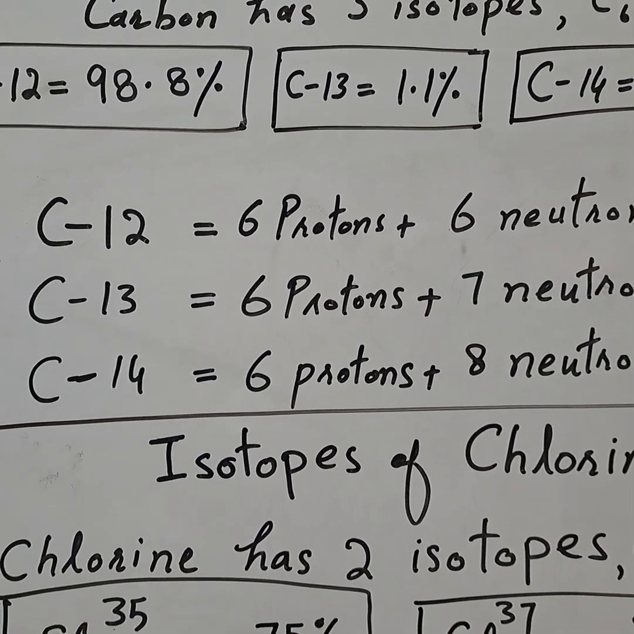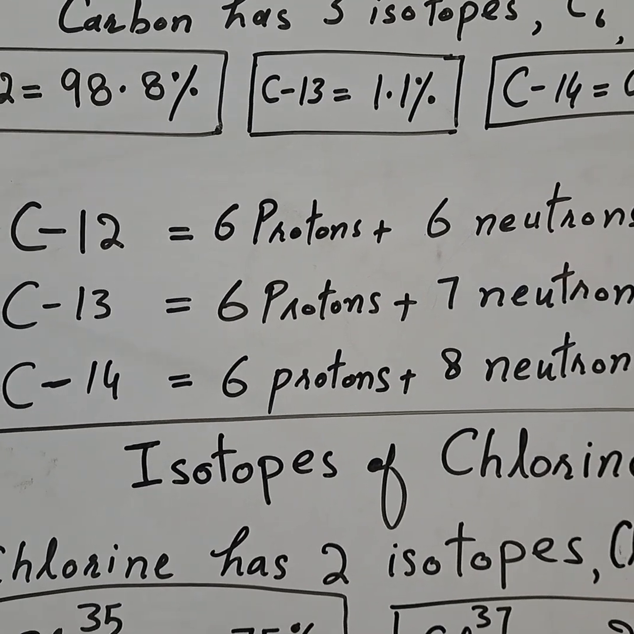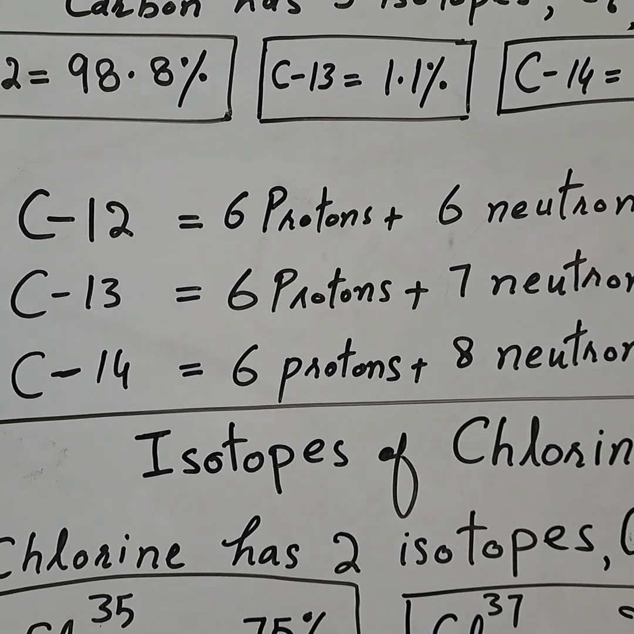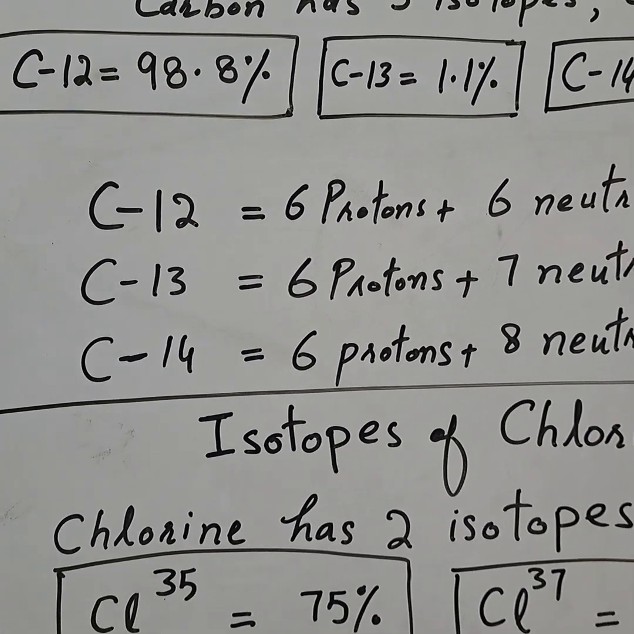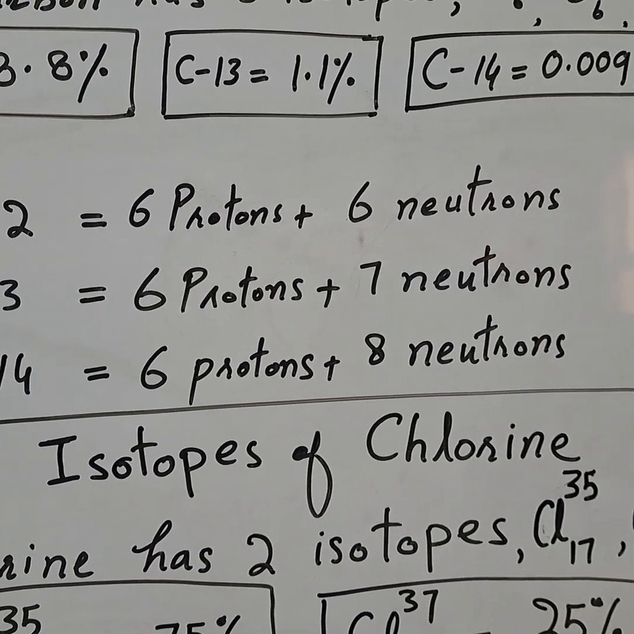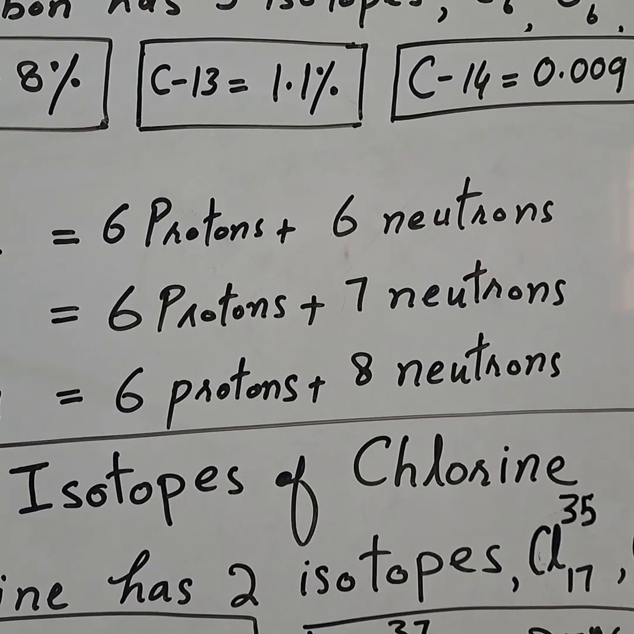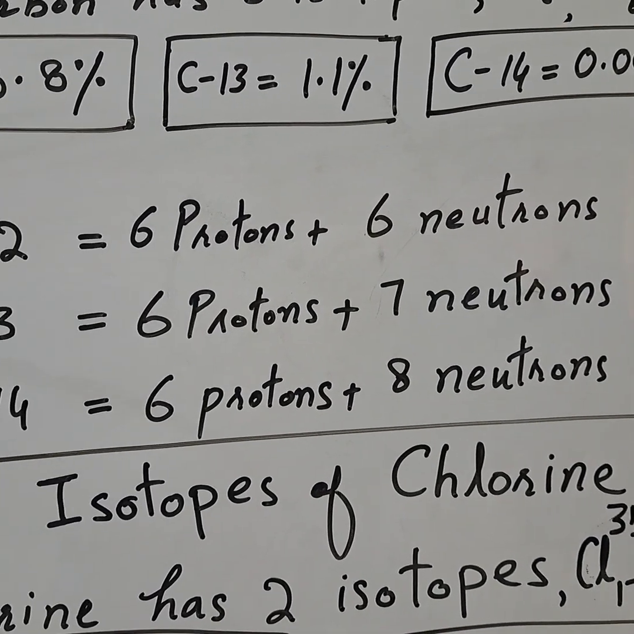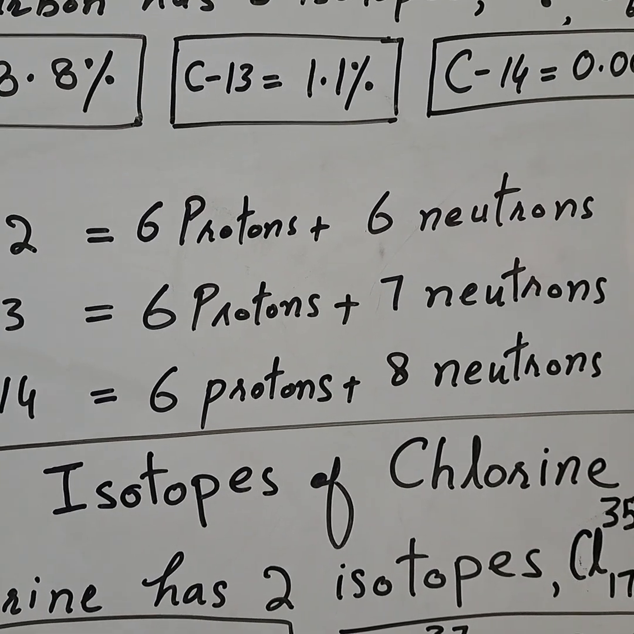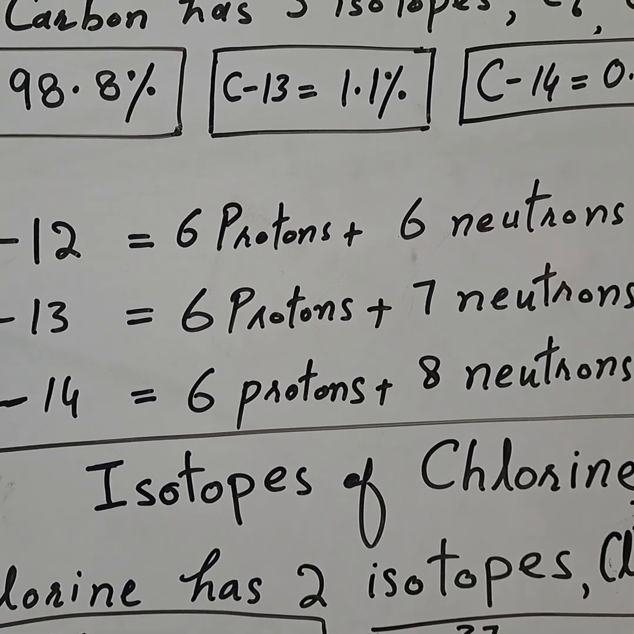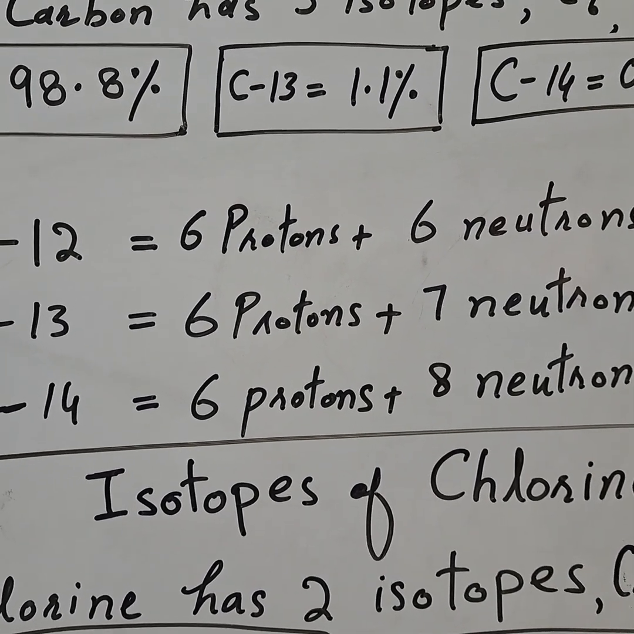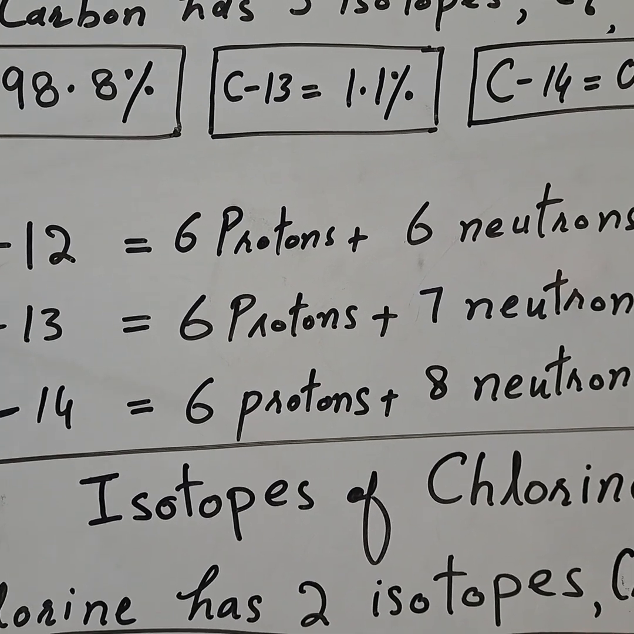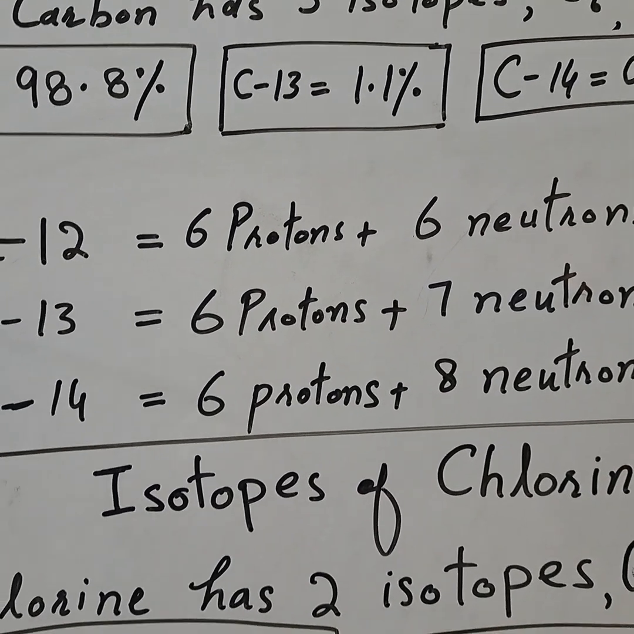Carbon 13 has 6 protons and 7 neutrons. Carbon 14 has 6 protons and 8 neutrons. The isotopes of carbon have black or greyish black color except diamond, because the color of diamond is not greyish black.